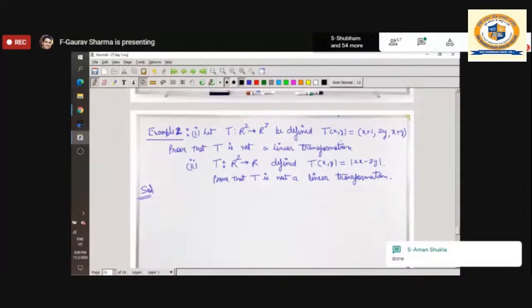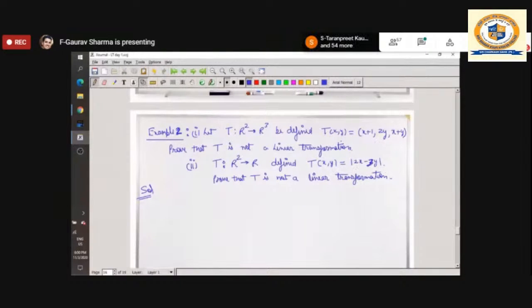Please reply on the chat box. It is 2x minus 3y. Again, sorry for the bad handwriting. It is 2x minus 3y, x plus 1, 2y, x plus y, and it is 2x minus 3y.